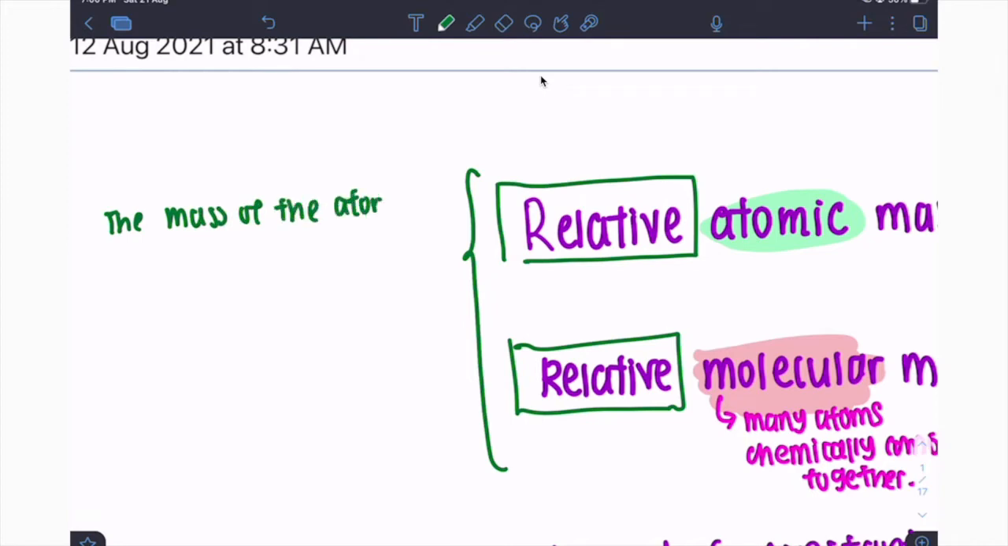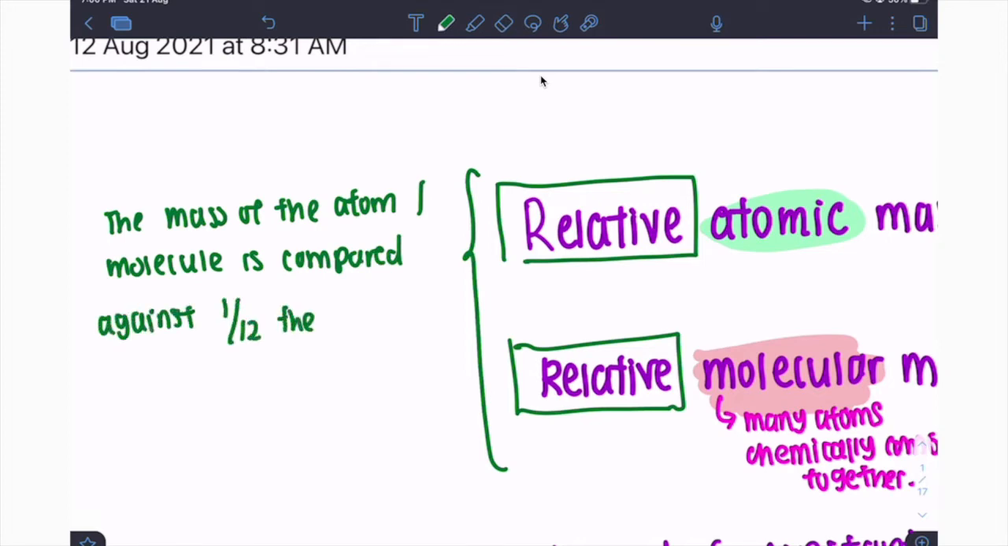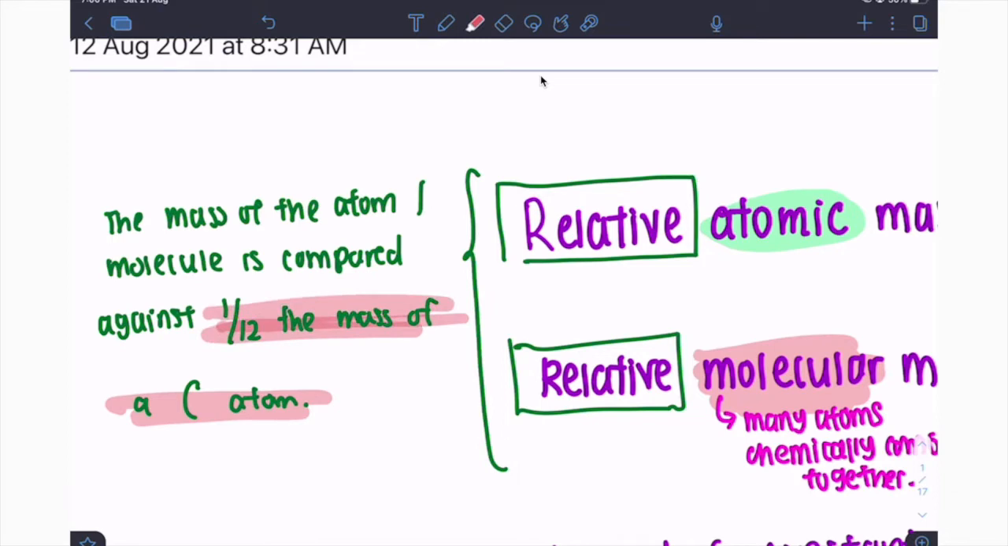the mass of the atom or the molecule, if I'm talking about relative molecular mass, is compared against 1/12 the mass of a carbon atom. The key thing here is 1/12 the mass of a carbon atom. This part may or may not be confusing to you depending on how strong your grasp of ratio is.